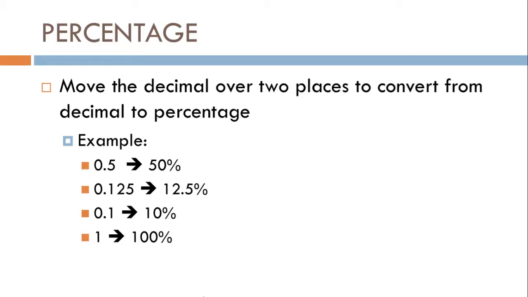It's actually a fairly simple concept. It also works the other way around. 50 could then be changed to a decimal by moving the decimal place over two places to the left. Okay, so from 50 back to 0.5. Be able to convert from percentage to decimal or decimal to percentage.